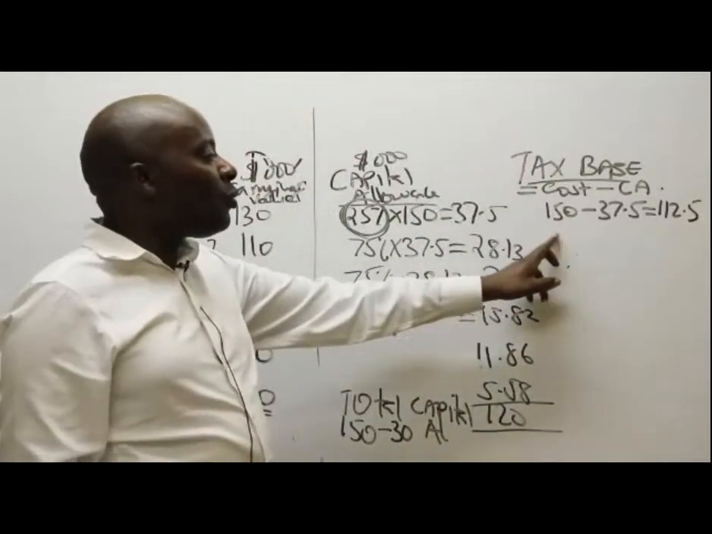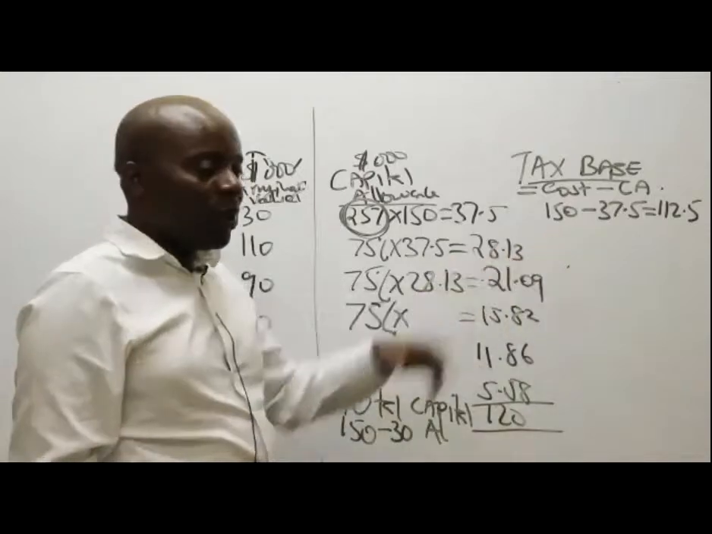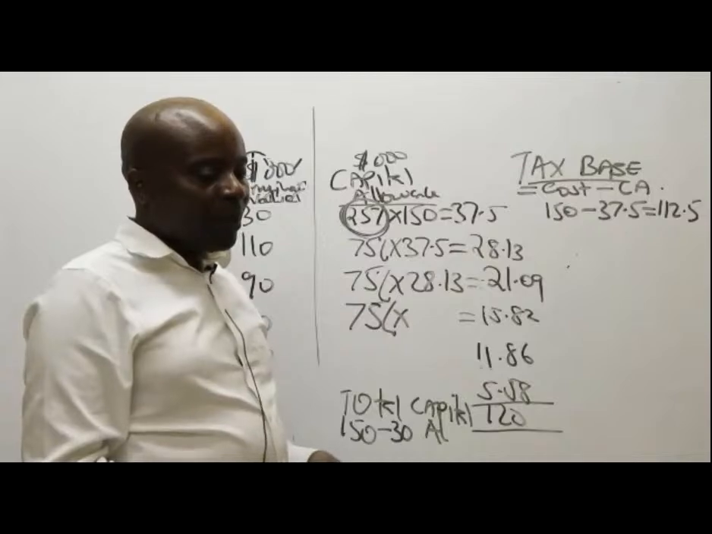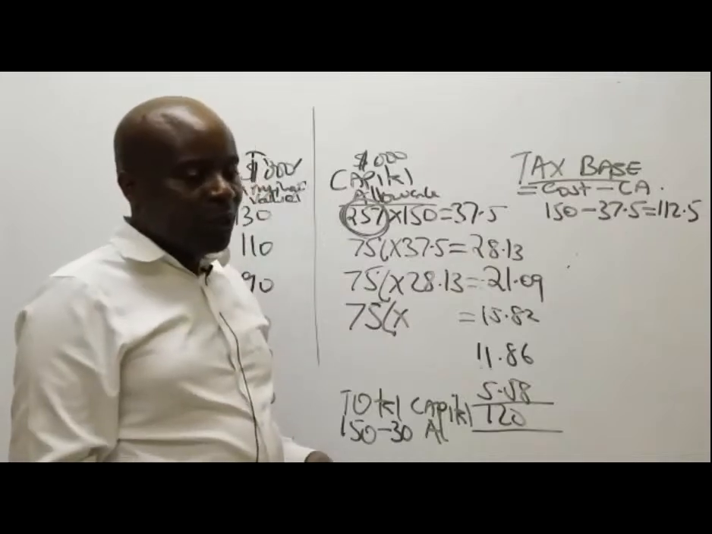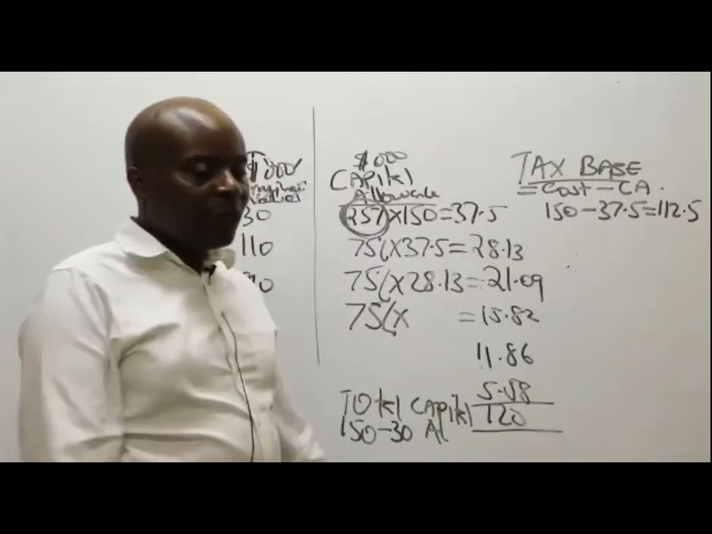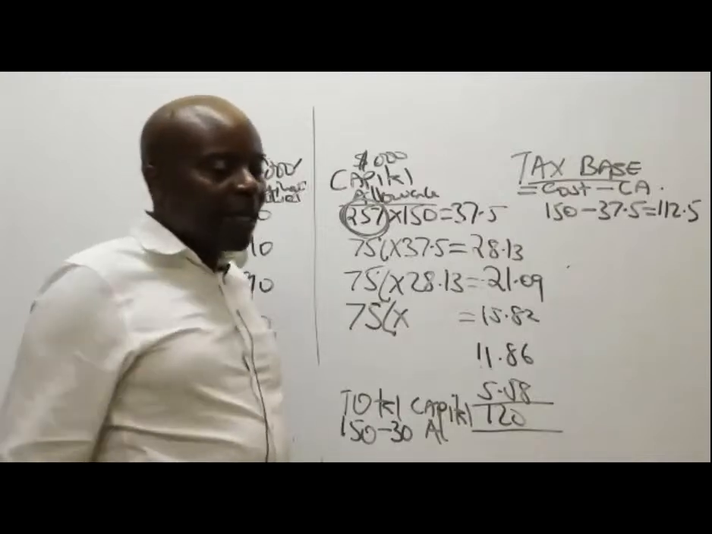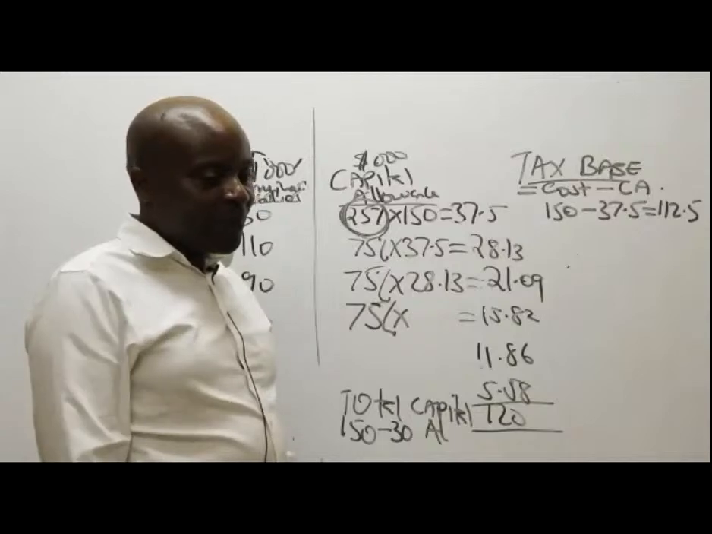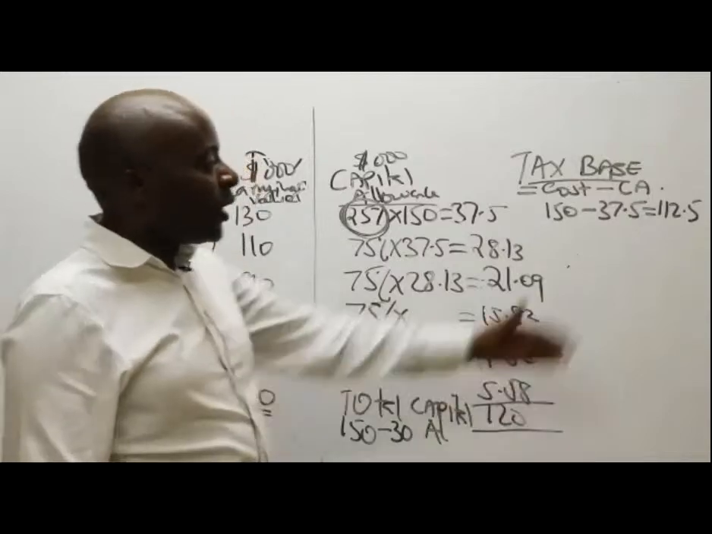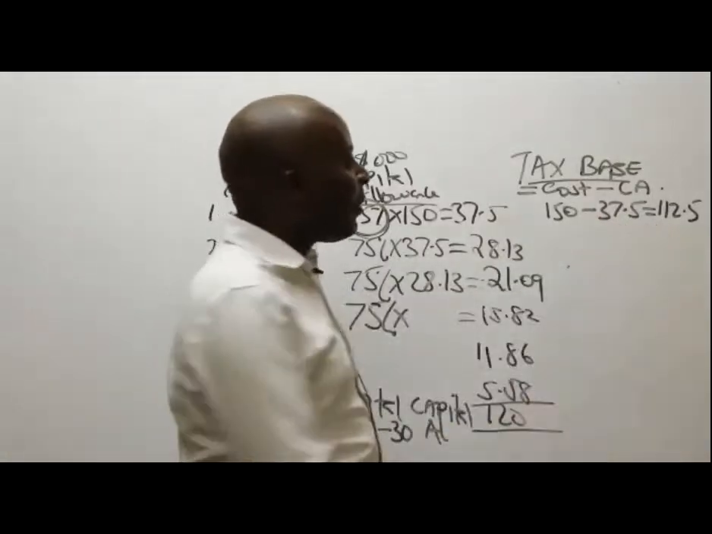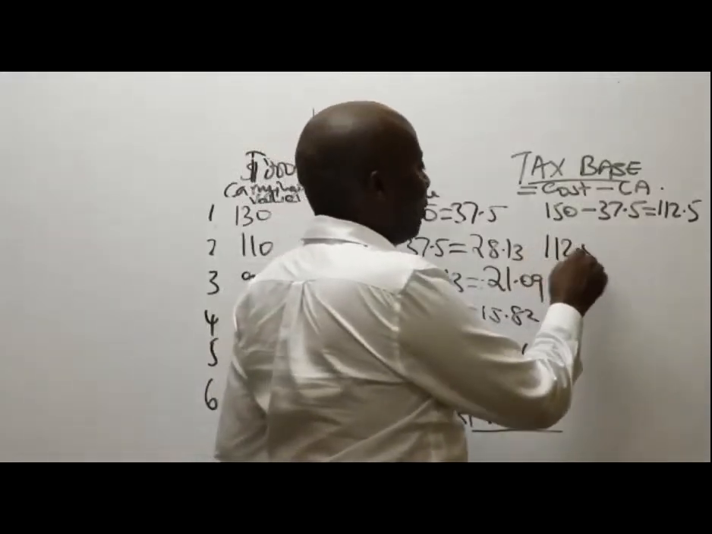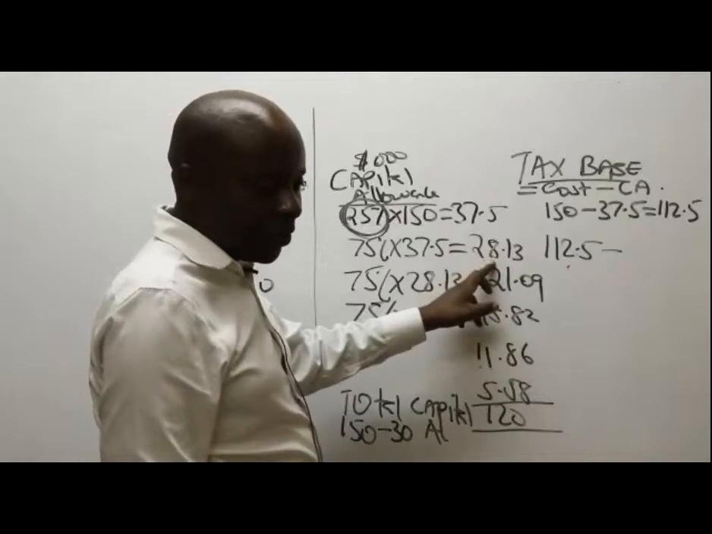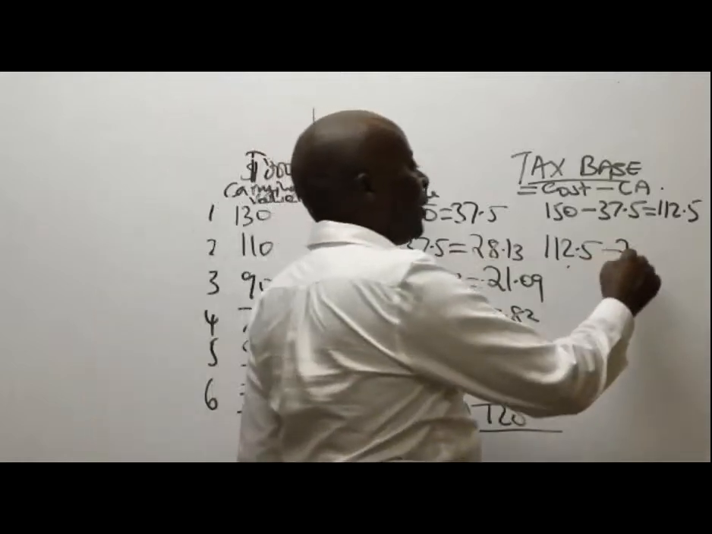What shall I do to be able to get the tax base for year 2? Yes, we look at the immediate predecessor. So we'll come and talk of 112.5 minus this 28.13.